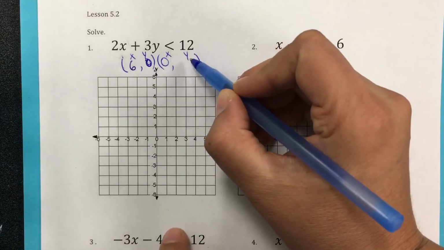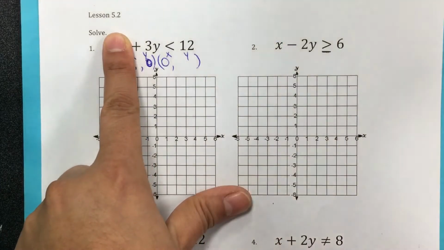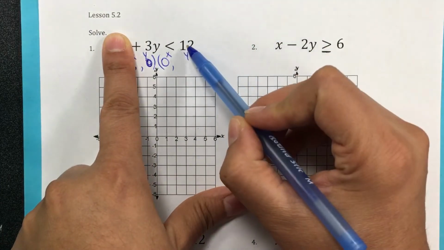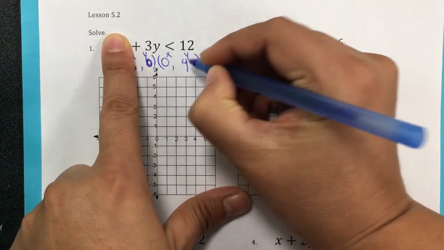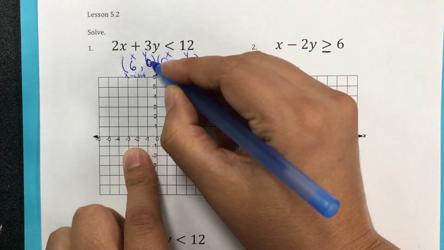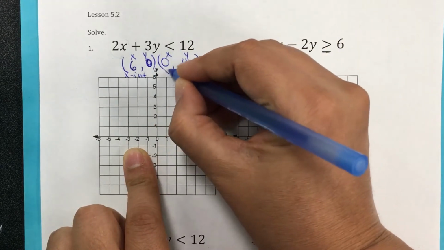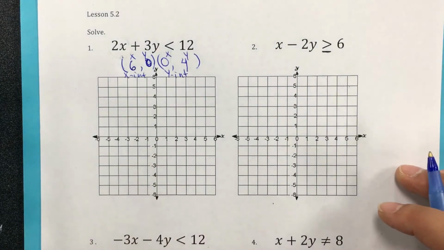To find the y-intercept, x is 0. So 2 times 0 is 0, so it's basically like we can just cover it, and again, 12 divided by 3 is 4. So now I have my x-intercept. Remember that y is 0. And for the y-intercept, the x is 0.